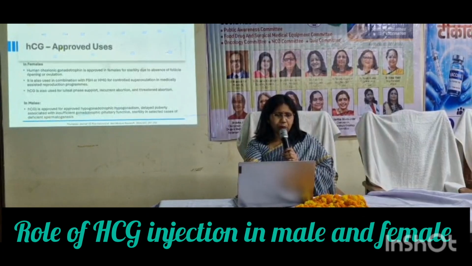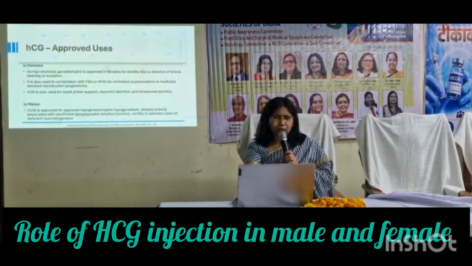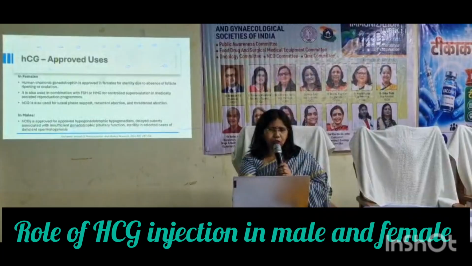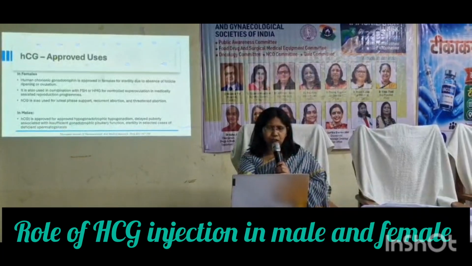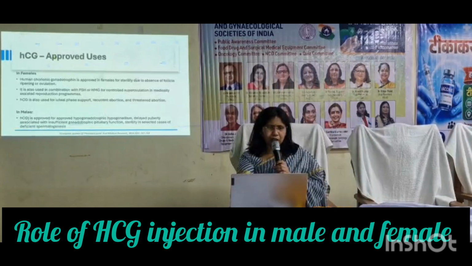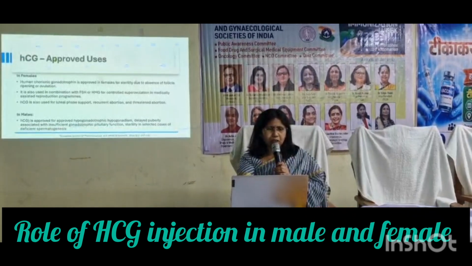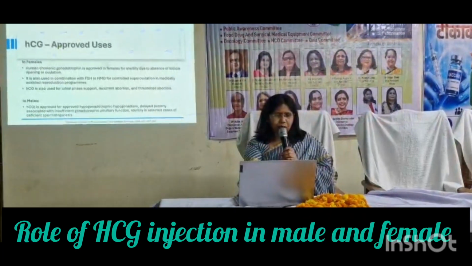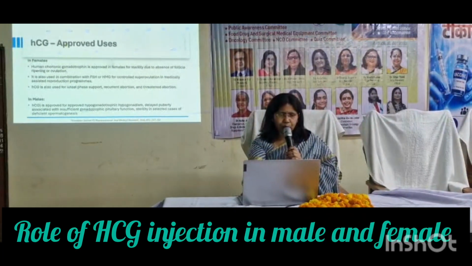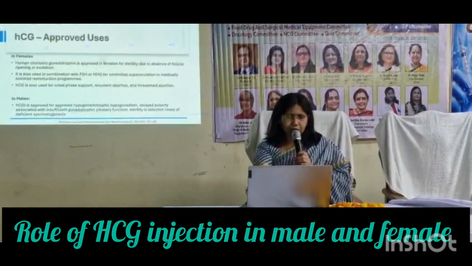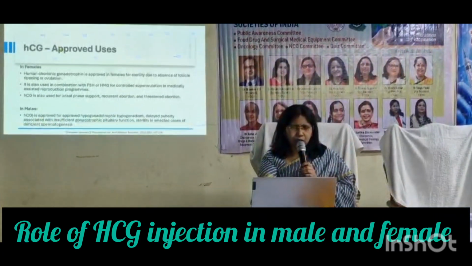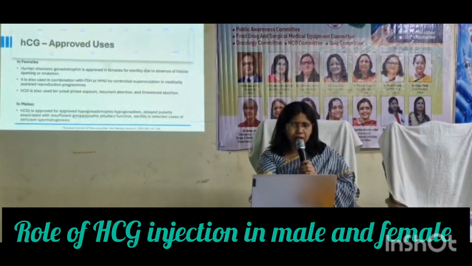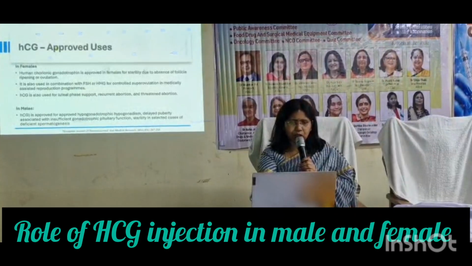HCG approved uses. In females, HCG is approved for sterility due to absence of follicle ripening or ovulation. It is also used in combination with FSH or HMG for controlled superovulation in medically assisted reproductive programs. HCG is also used for luteal phase support, recurrent abortion, and threatened abortion. In males, HCG is approved for hypogonadotropic hypogonadism, delayed puberty associated with insufficient gonadotropic pituitary function, and sterility in selected cases of deficient spermatogenesis.